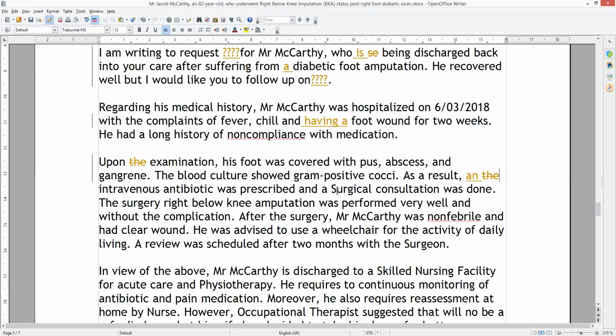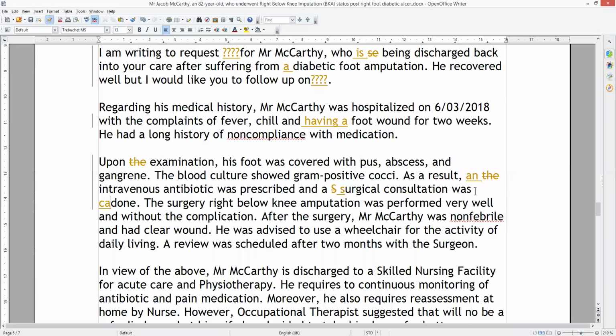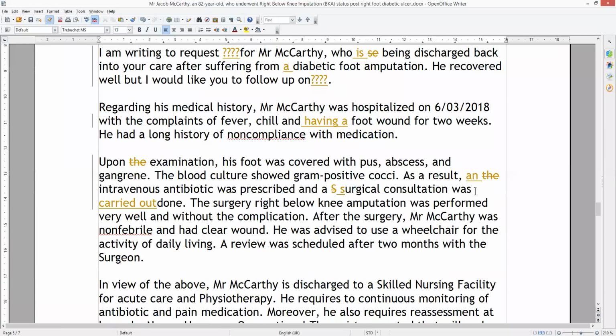And why do we have a capital letter? Why is it capitalized? It was simply a surgical consultation. It wasn't a surgeon, so we don't need a capital. "Was carried out" is more formal, I think. Okay, the surgery, right below knee amputation, was performed very well and without the complication. You mean without complications? Again, misuse of article.